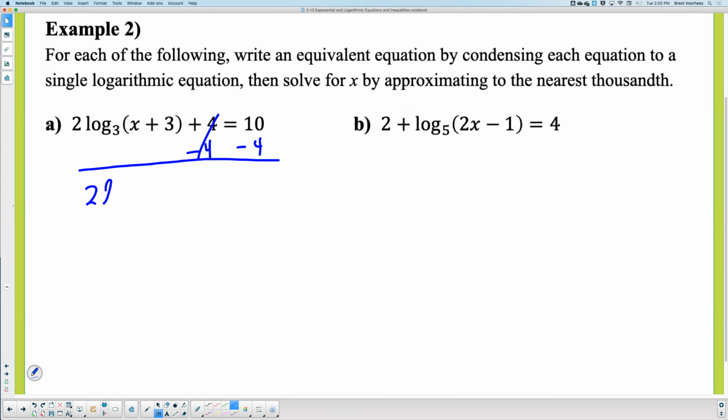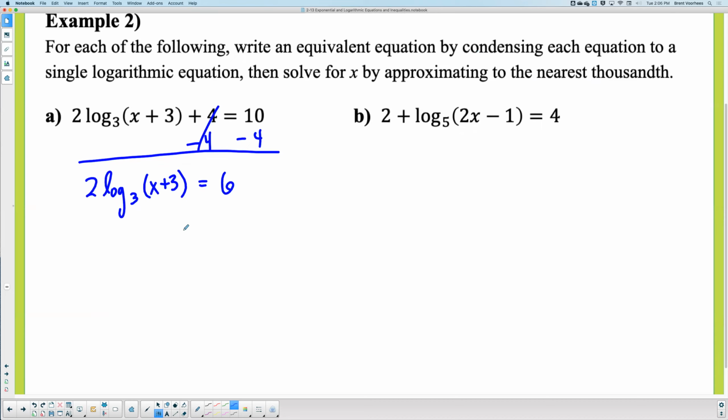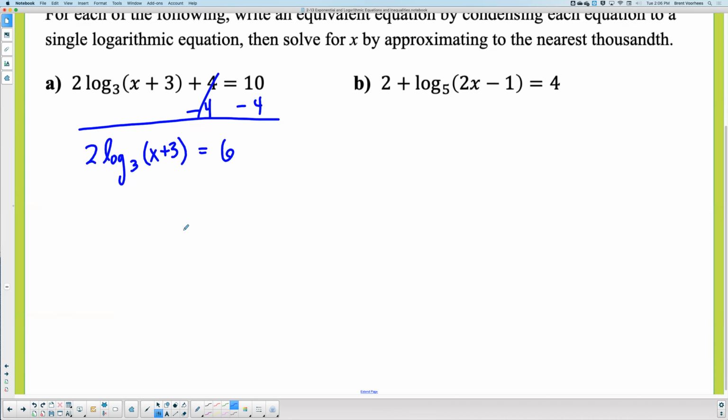So now I have 2 log base 3 of x plus 3 equals 6. I didn't read this, by the way. I'm sorry. But it's telling you to condense this equation into a single isolated logarithm and then apply the inverse to solve for x. Okay, I'll let you think for a moment. What do you think we could do now?